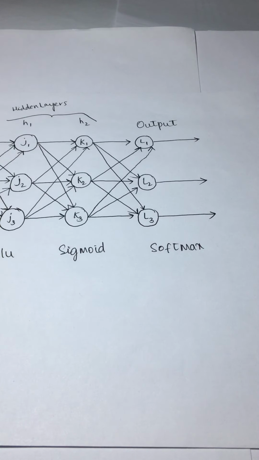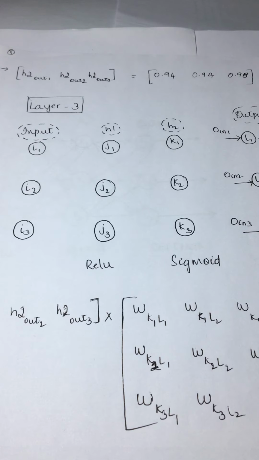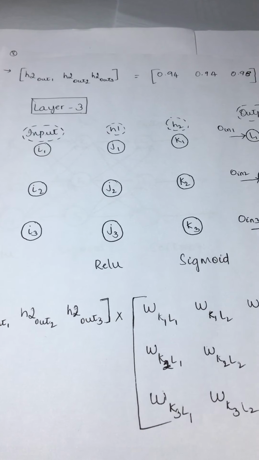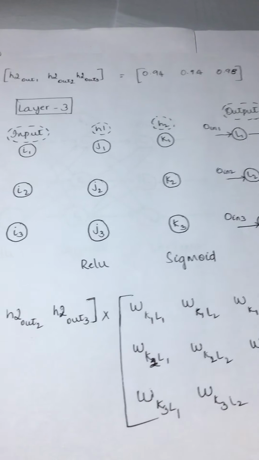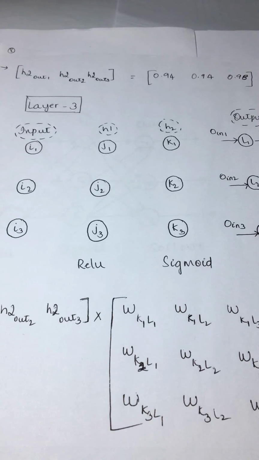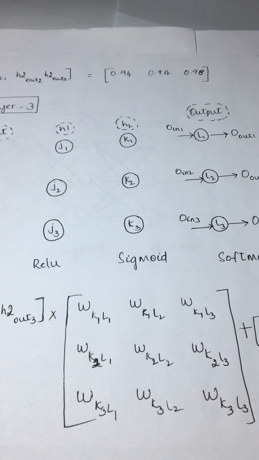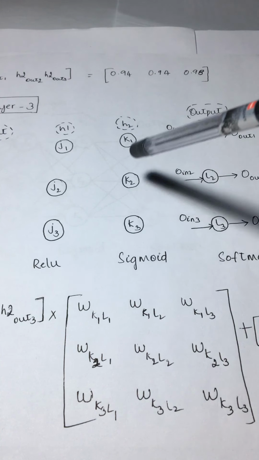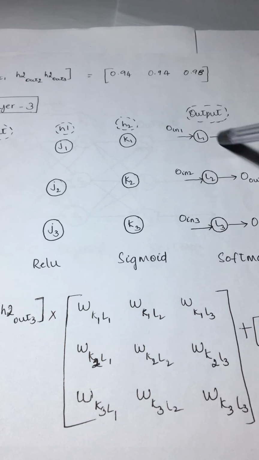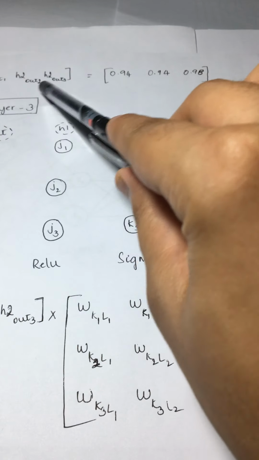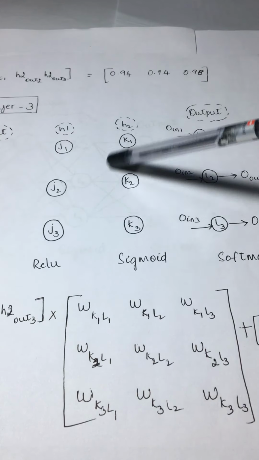Next, you pass each one of them through the sigmoid layer, correct? Now you pass each one of them through the sigmoid to get your final output. And this is H2 output 1, H2 output 2 and H2 output 3. This is the output of your hidden layer 2, correct? Now the output of this hidden layer 2 is passed through your final output layer. So what you have calculated over here is the output of this.